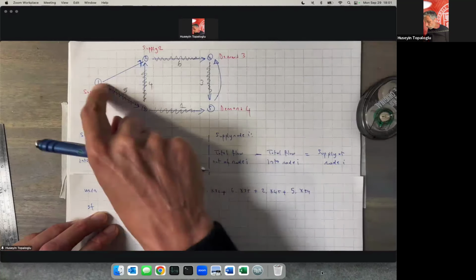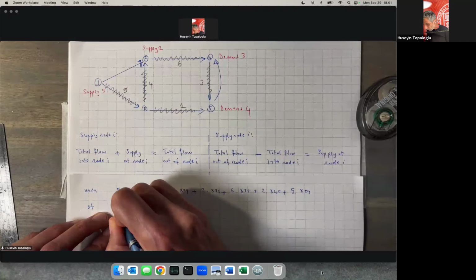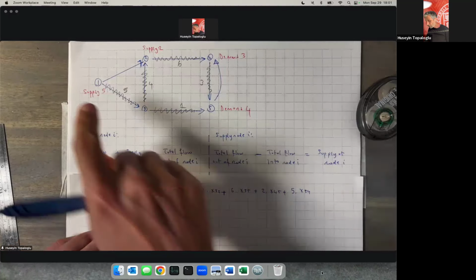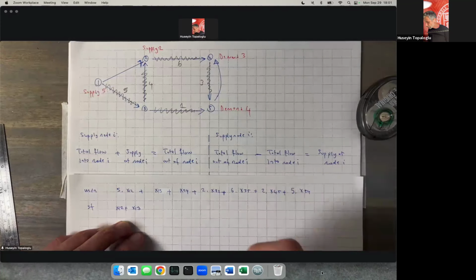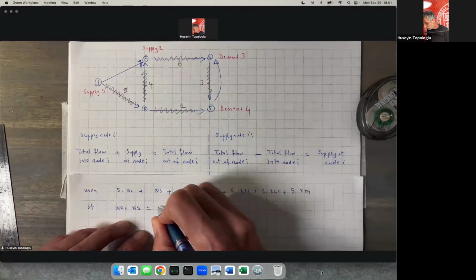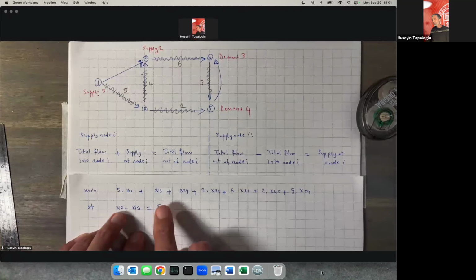What is the total flow out of node 1? It's the flow on this arc plus the flow on this arc. So the total flow out of node 1 is X12 plus X13. What is the total flow into node 1? There is nothing flowing into node 1, so that's 0. It is equal to the supply at node 1, which is 5. That is the constraint that we need to write for node 1. These types of constraints are called flow balance constraints. So this is the flow balance constraint for node 1.